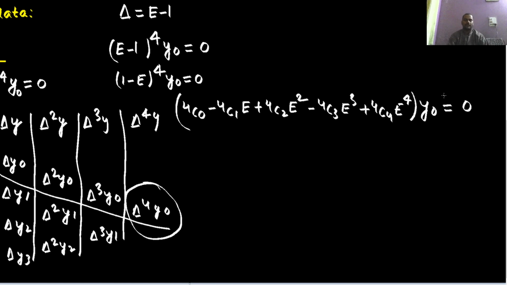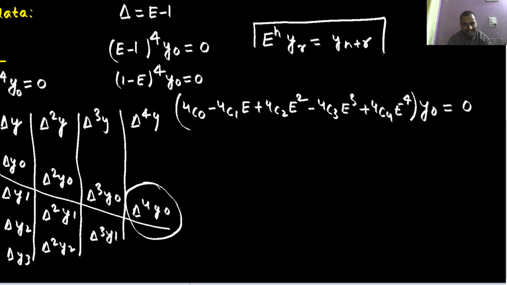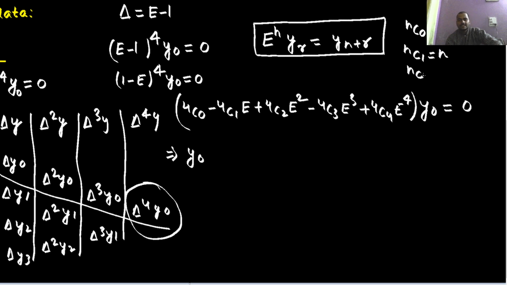equals to 0. Now I have one more result: e power n operating on y subscript r is y subscript n plus r. This is one result which I will derive some other day, but for today let's only use this result. So why and where will I use this result? 4C0 is nothing but 1. So 1 into y naught is simply y naught. No need to do anything for that. Okay, 4C1 is 4. You know nC0 is 1, nC1 is n, ncn is also 1.